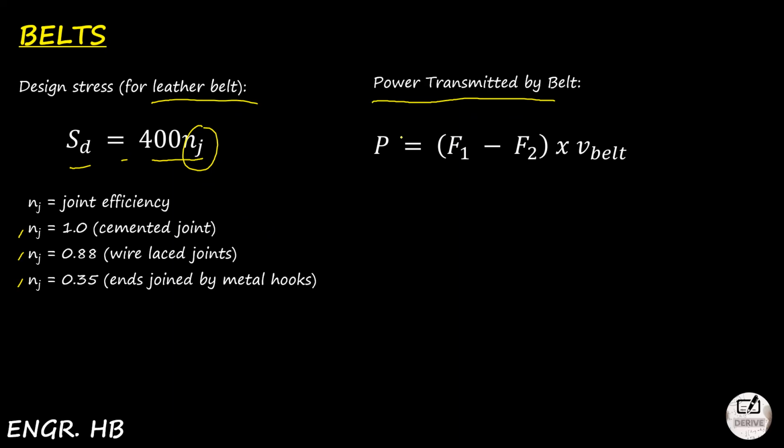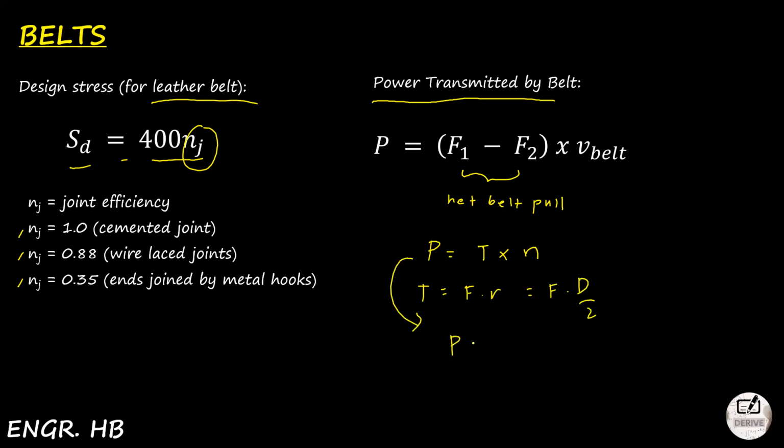And syempre, may torque kanina, may force din. So, papasok yung walang kamatayang power. And that is equal to the difference of the F1 and F2 or tinatawag na net belt pull times the velocity of the belt. We all know that the power is equal to torque times the RPM, the speed ng mga nakakaraang topic. And we all know that torque is equal to force times radius or force times diameter over 2. And that will do with the power is equal to force times diameter over 2 times the speed.